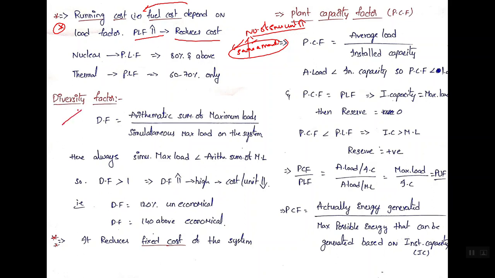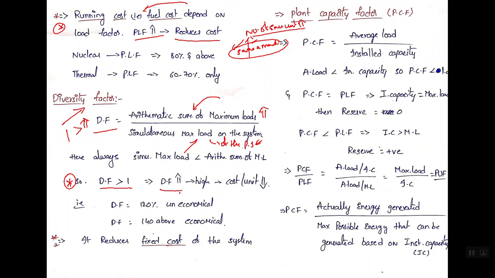Okay, and the next one, diversity factor. Diversity factor is equal to the arithmetic sum of maximum loads divided by the simultaneous maximum load of the system, that is, the maximum load of the power station. We know that the arithmetic sum is always higher, na? That means the numerator is higher, so the value is greater than 1. So this is very important, friends. Diversity factor is always greater than 1.